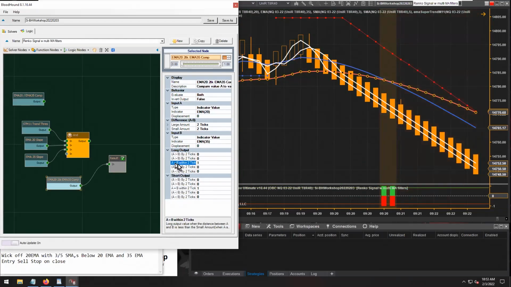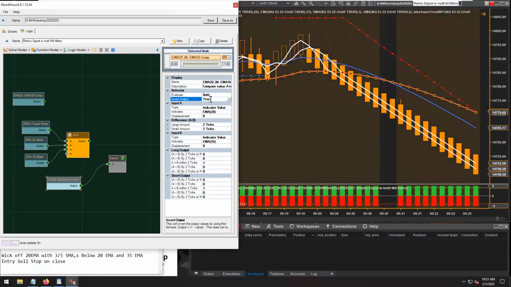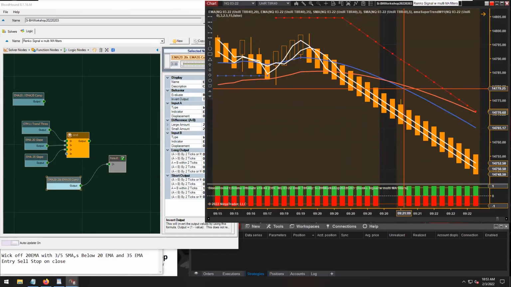Right, so if I use the A equals B within 2 ticks, I'm identifying when they are within 2 ticks of each other, but I want the opposite of that. So then what I can do is invert the output. So I can set the invert to true, right, and there we have it. So now we can see when there's at least a 2-tick separation.